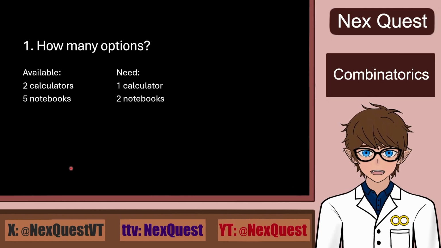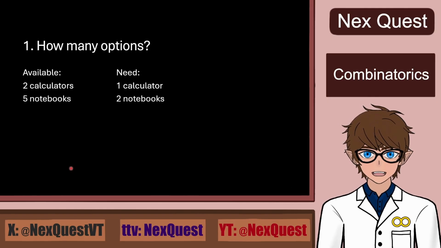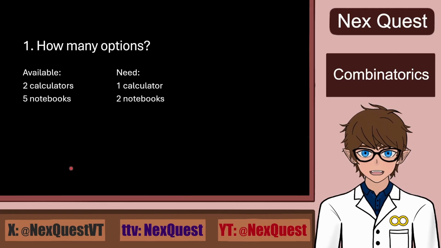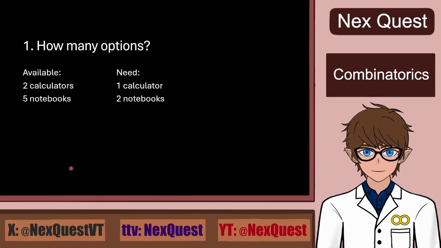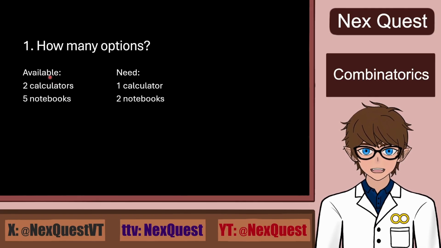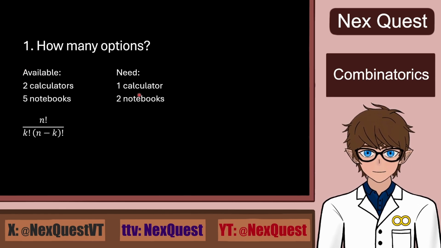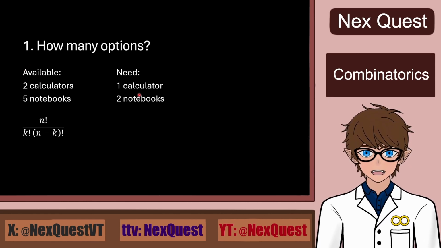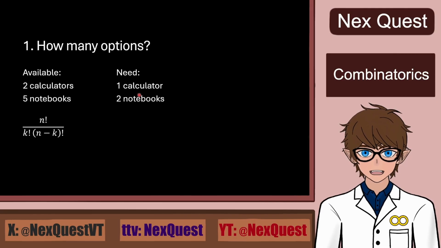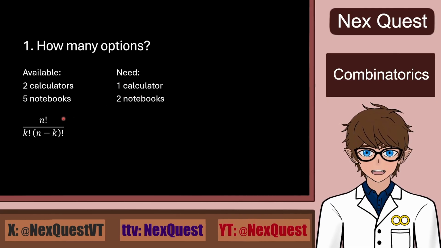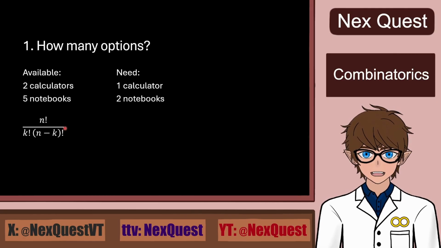So a student needs a calculator and 2 notebooks. How many possible options does he have if the store has 2 different calculators and 5 different notebooks left to choose from? For this, I write out all the info I have, so what is available and what I need. I write the formula. Now, since we need to know how many options, we are counting combinations. So the notebooks' order doesn't matter. We could use the combinations formula, the binomial coefficient, whatever you want.